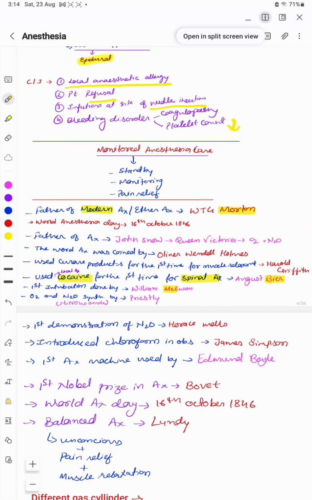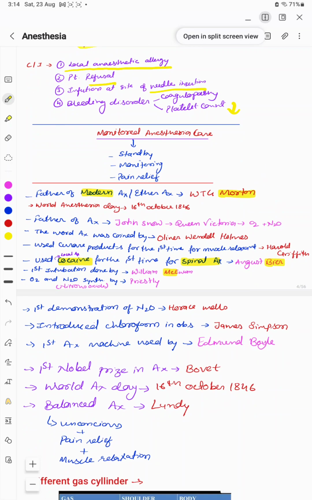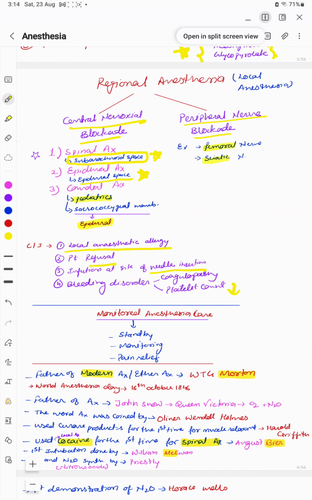Now I already explained what monitored anesthesia is. Clear? Here you need to remember where we give spinal anesthesia and where we give epidural anesthesia.